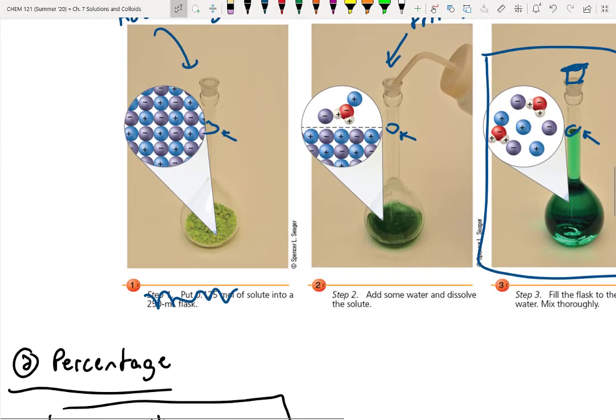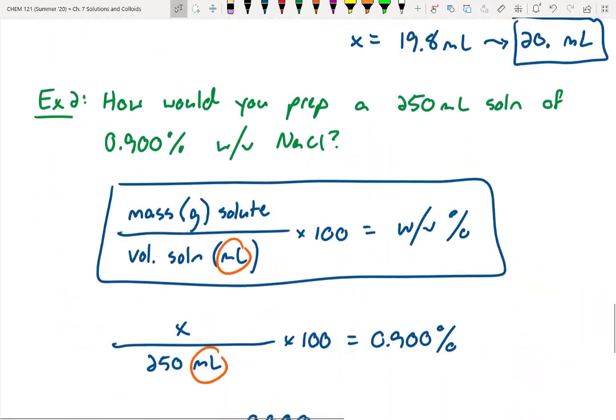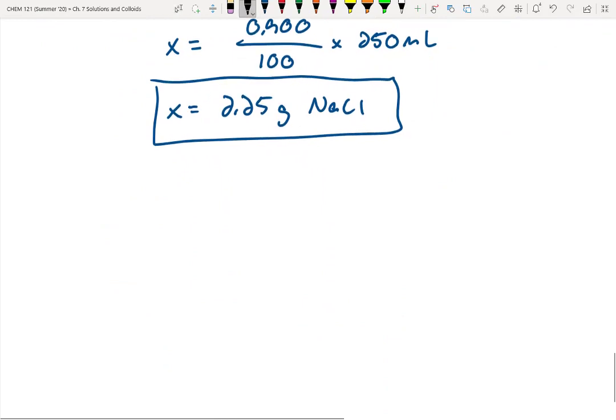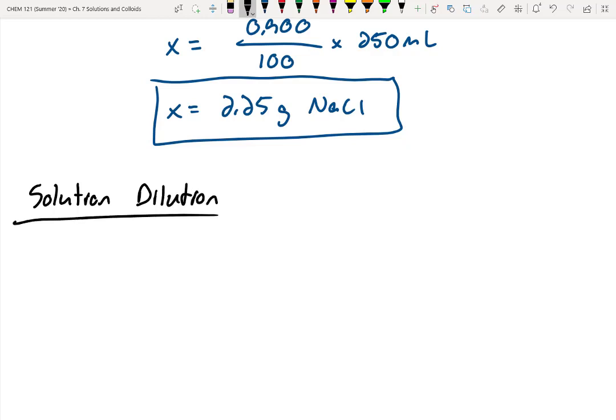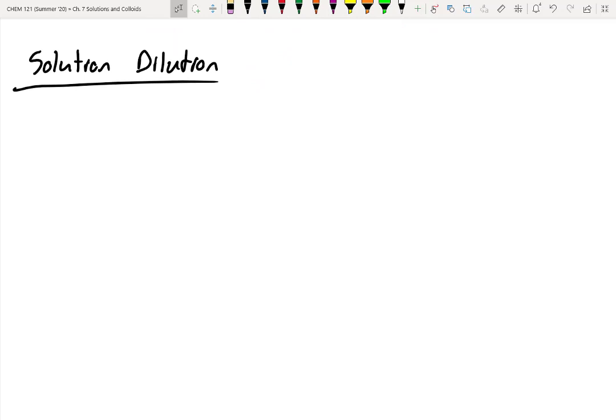All right, so last one. I'm sorry this video is a little long, but I just want to make sure we hit this key point. And this is solution dilution. This is really useful if you're given a solution of one concentration that you need to change to another. And it's pretty easy. It's M1V1 equals M2V2.